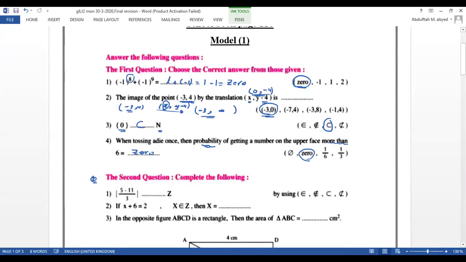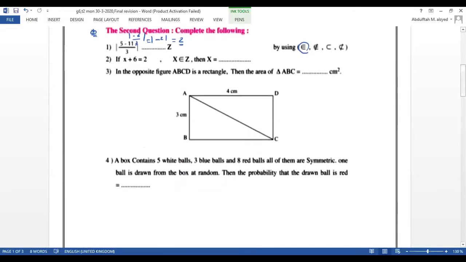Absolute value of 5 minus 11 over 3. First, this is an absolute value. So 5 minus 11 is negative 6, over 3, and negative 6 divided by 3 is negative 2. So the absolute value of negative 2 is 2. And 2 belongs to Z, because 2 is an integer. So this completes the first question.